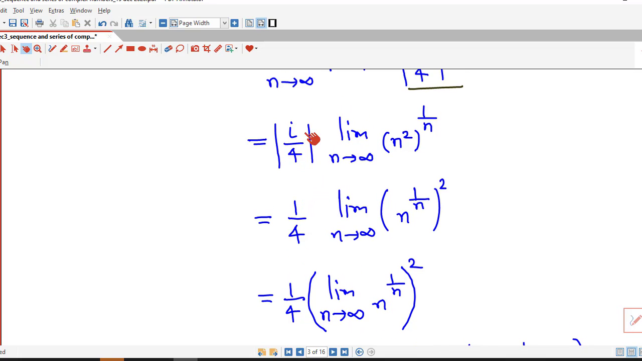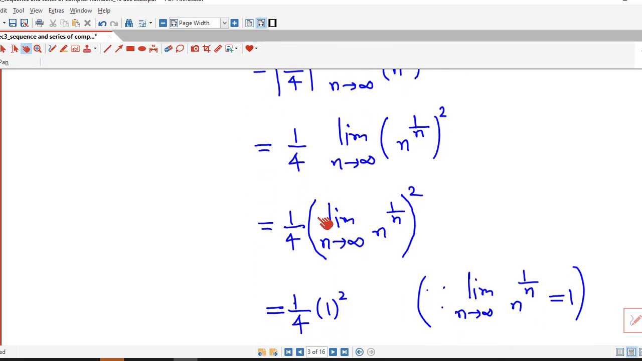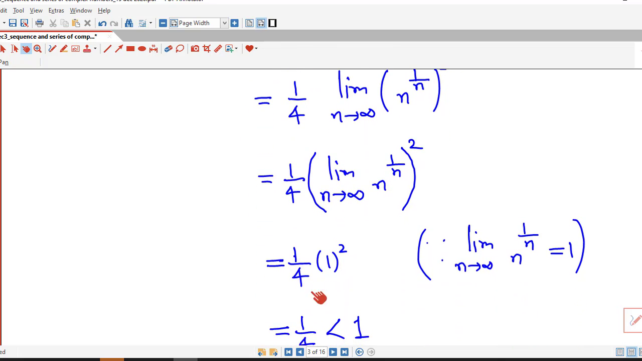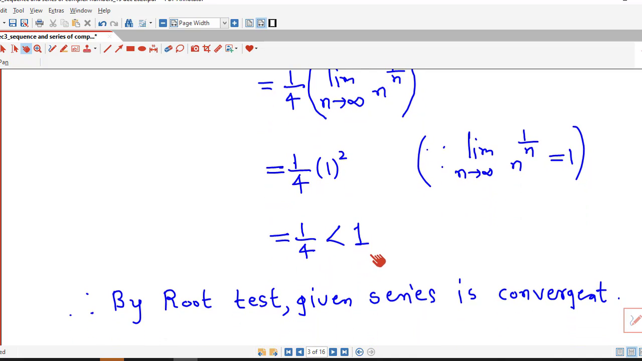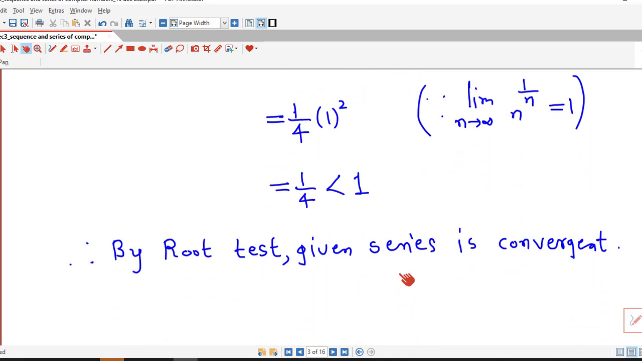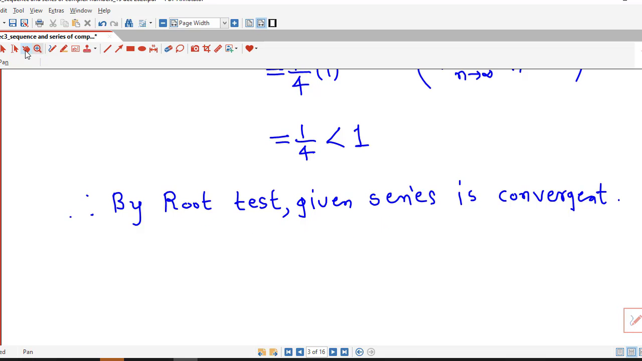Also absolute value of i by 4 is absolute value of i divided by absolute value of 4, and absolute value of i is 1 and absolute value of 4 is 4. So here we obtain this limit to be 1 by 4 and it is strictly less than 1. Therefore by root test given series is convergent.